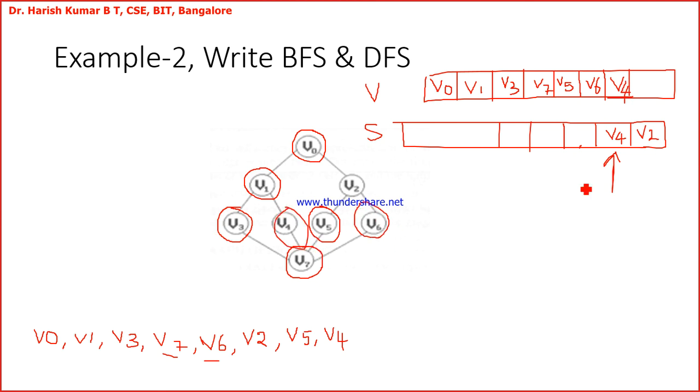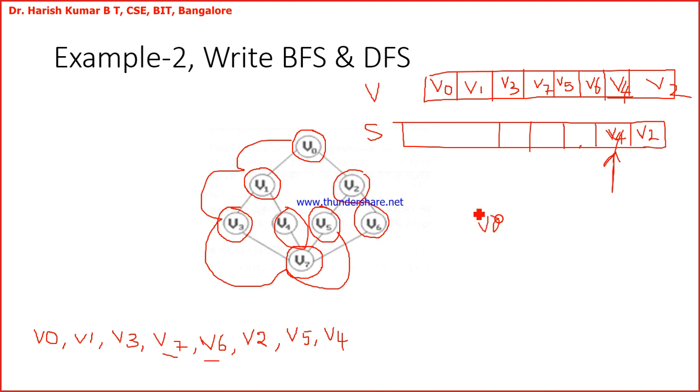So V4. Next from V4 all adjacent nodes are visited. This we are going to pop, and finally we are going to visit V2. So if I go as per this, here to V1, next to V3, next to V7, next to V5, so something like this.